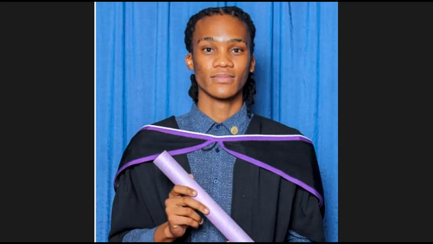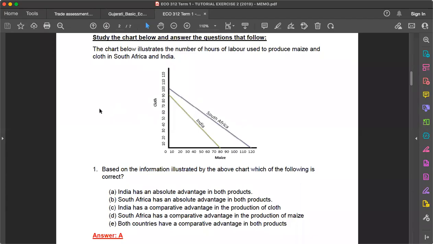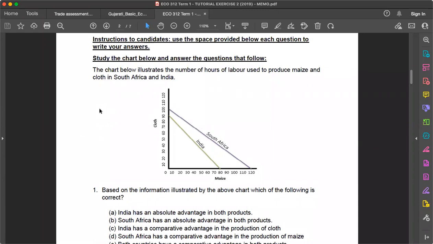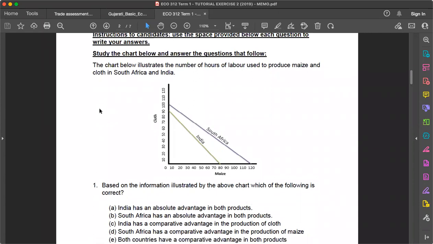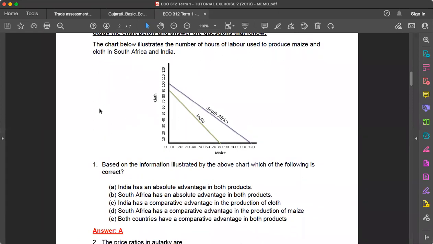All right. Now we'll be moving to a tutorial exercise from 2019. And yeah, we'll just briefly go over it. So we need to understand the different concepts of comparative and absolute advantages, right? So we have a chart which illustrates the number of labor hours used to produce maize and cloth in South Africa and India, respectively, and the different commodities are indicated on the different axes, and the lines represent the countries. So based on the information illustrated by the above chart, which of the following is correct?